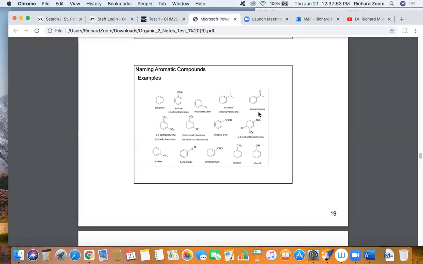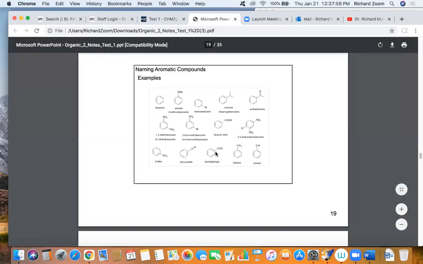You should have this in front of you. This is actually something that is useful because you commonly use names for some of these structures. So you've got benzene, we've got anisole, which is really methoxybenzene, but that's O-M-E up the top there, but you would name it anisole. This one is bromobenzene, got the bromine on it. This one here is cumene or isopropyl benzene. This one here is acetophenone, so that's got a C double bond O and a C connected to it, it's a ketone.